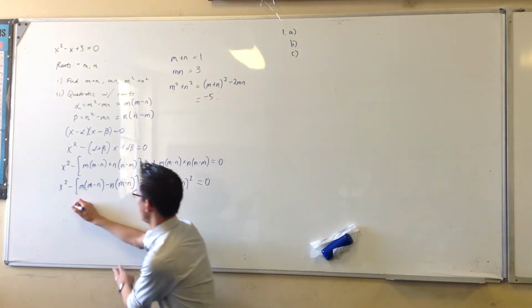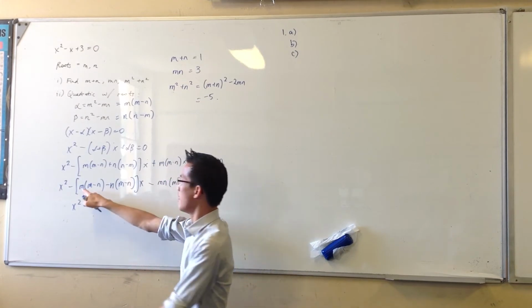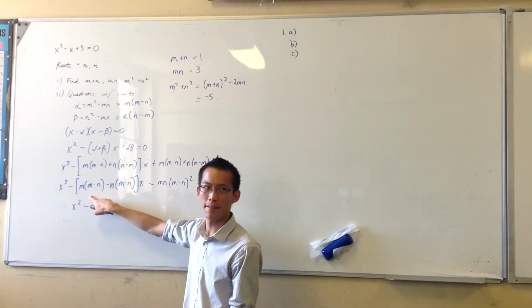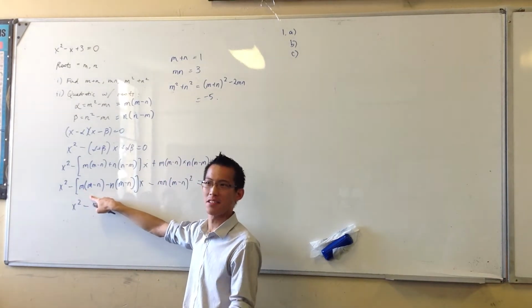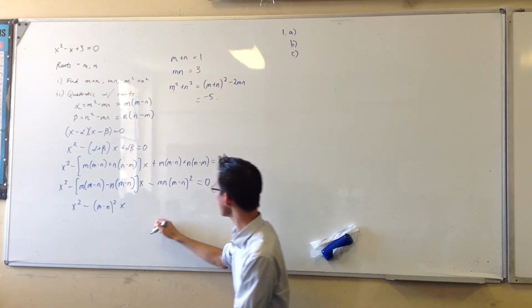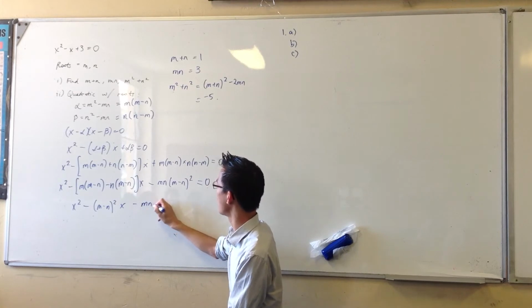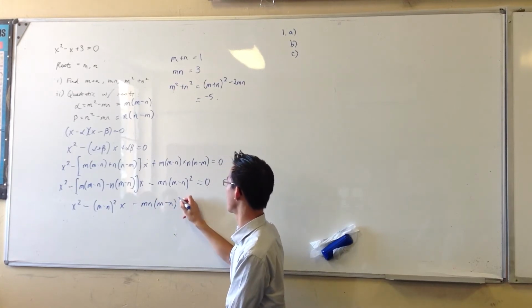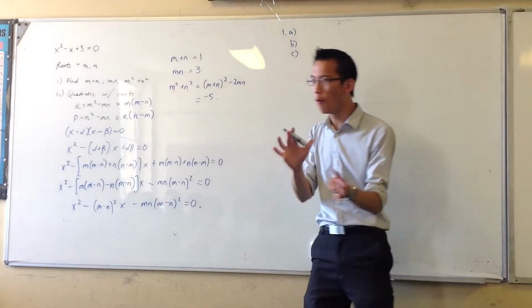Here, what do I have? X squared minus, if I take out my factor of m minus n, what I'm left with is m minus n. So actually, it's just m minus n all squared. And what do I have over here? Minus m n. Okay, now I'm almost there, okay?